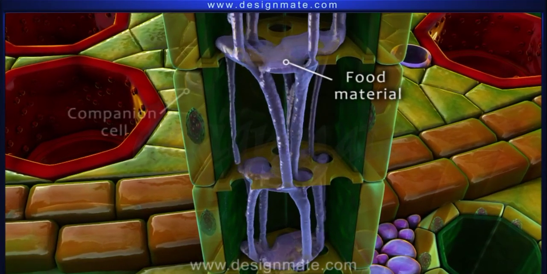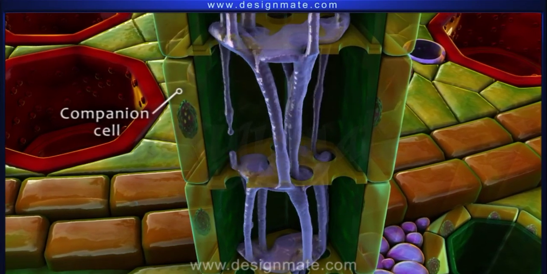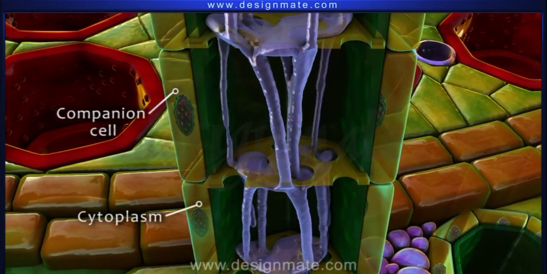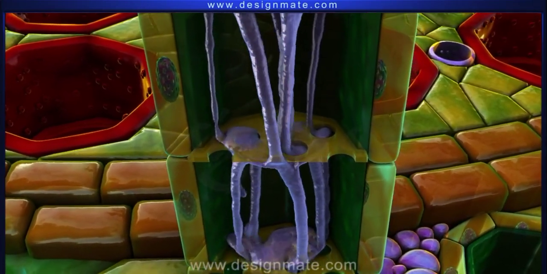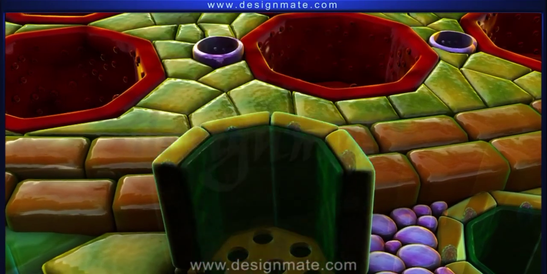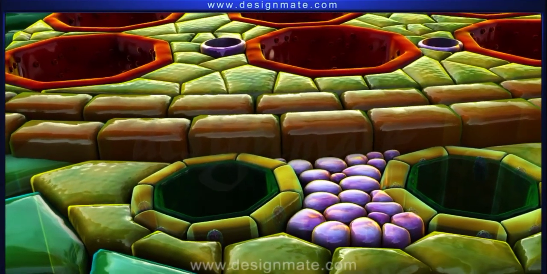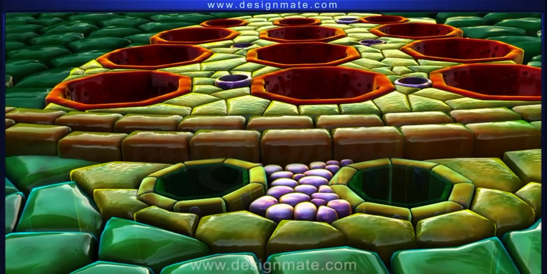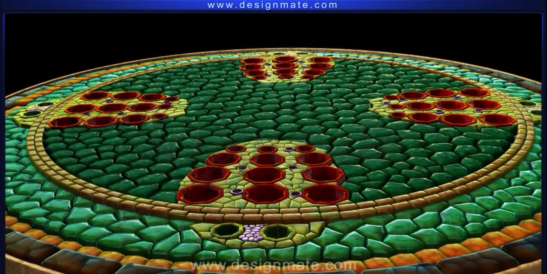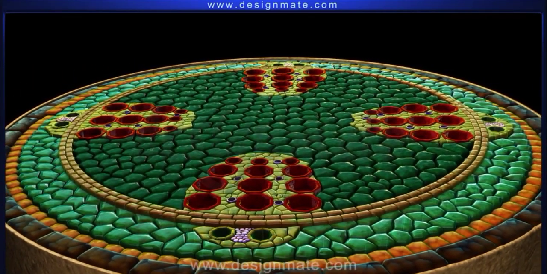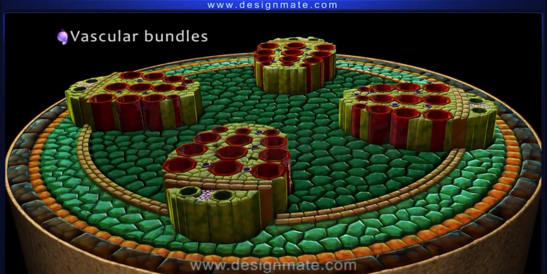Companion cells are small cells associated with the sieve tube elements. Each cell is found to contain a dense cytoplasm and a large elongated nucleus. Since sieve tube cells lack a nucleus, their metabolic activities are performed by the companion cells lying adjacent to them. The xylem and the phloem together constitute the vascular bundles.